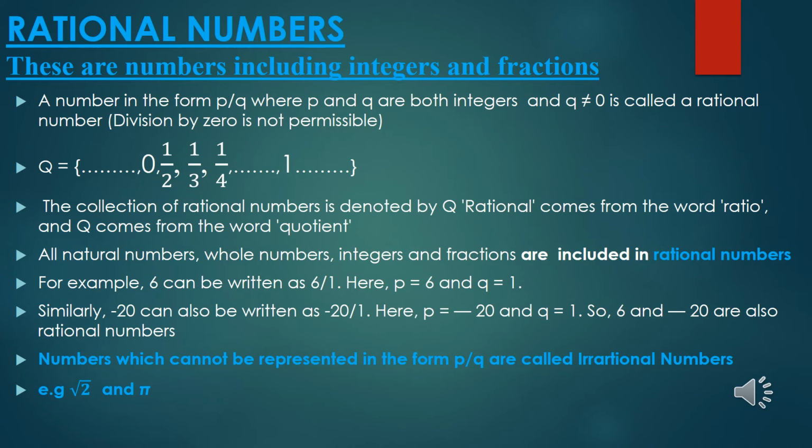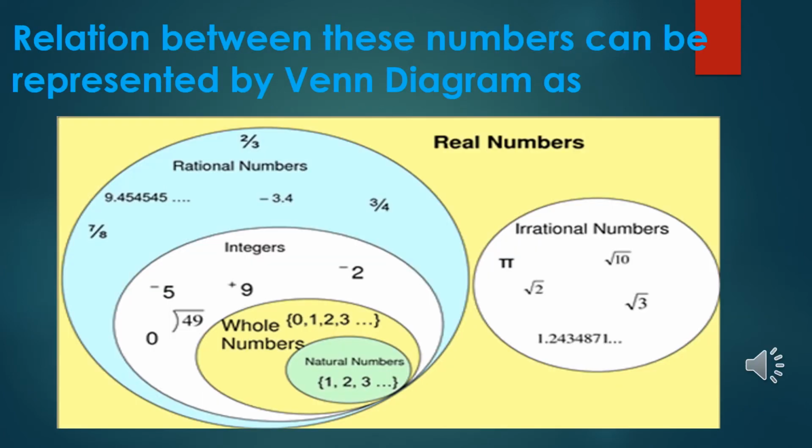Numbers which cannot be represented in the form p by q are called irrational numbers. For example, square root of 2 and pi. Look at the relation of these numbers. The yellow rectangle represents the biggest set, the universal set, which is the set of real numbers. That includes rational numbers and irrational numbers. The rational numbers also include the natural numbers, whole numbers, and integers.